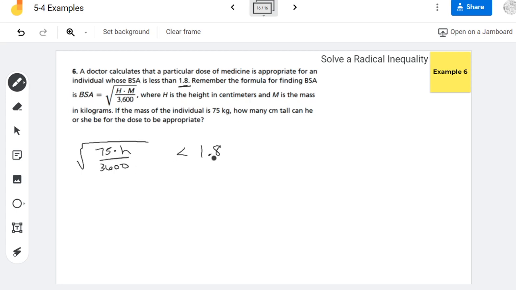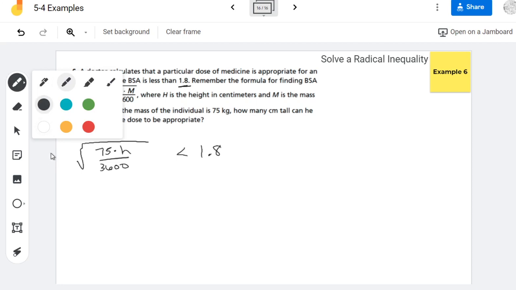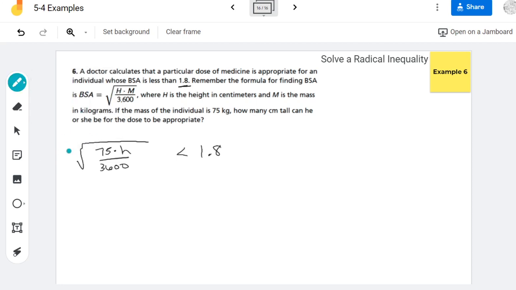So we're going to go through that same kind of process. I'm going to show you another way to calculate it that might make your life a little less frustrating. Actually, no, I'm not. We'll just suffer through it. So let's take that radical and let's square it. We do it to both sides. So this turns into 75 times h over 3600 is less than 1.8 squared, which is 3.24.